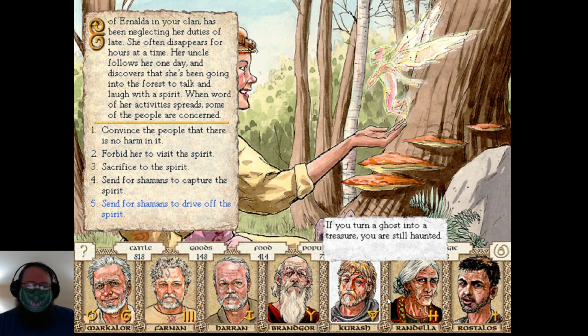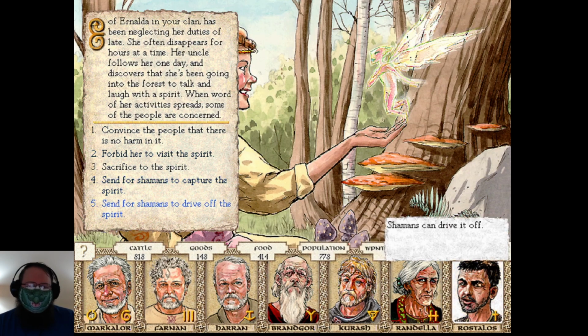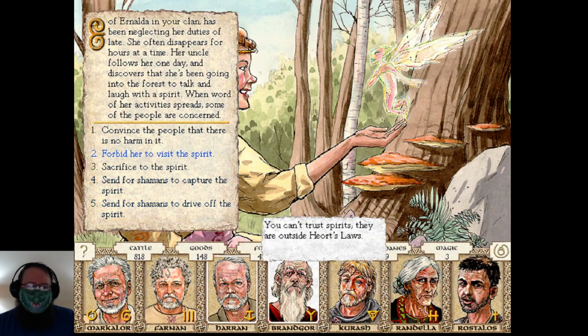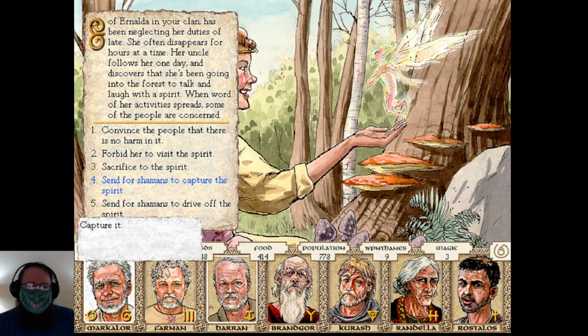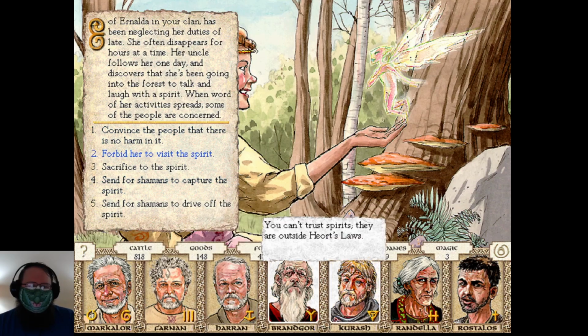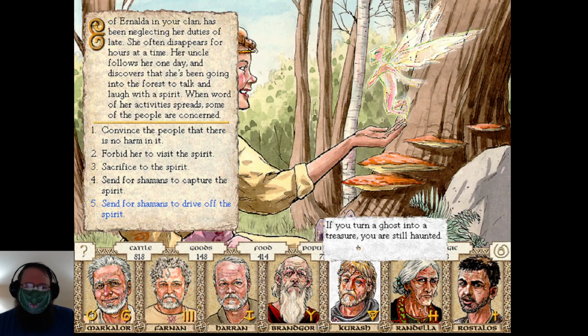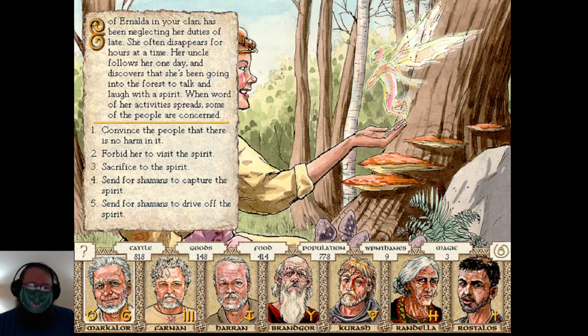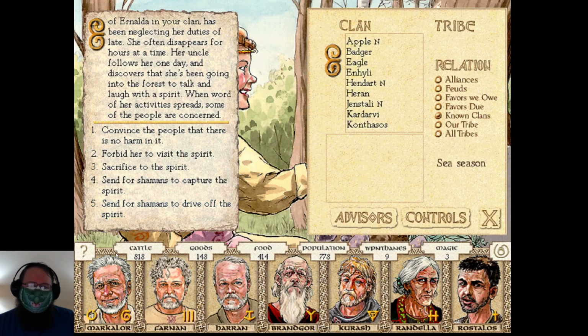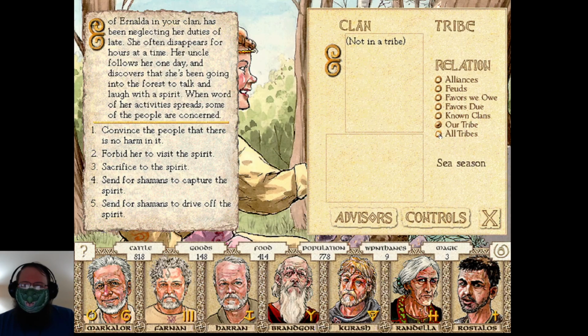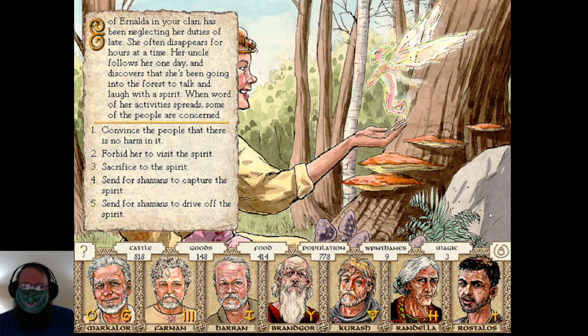So, most of them, 3 of them, or just 2? There's not more of them. Just 2, but yeah, it seems most of them are saying either capture or drive off. That is one thing I'm missing right now. It's not letting me take a quick look at their stats. What's the question mark? Our tribe. Not tribe. Yeah. Or wait, no.